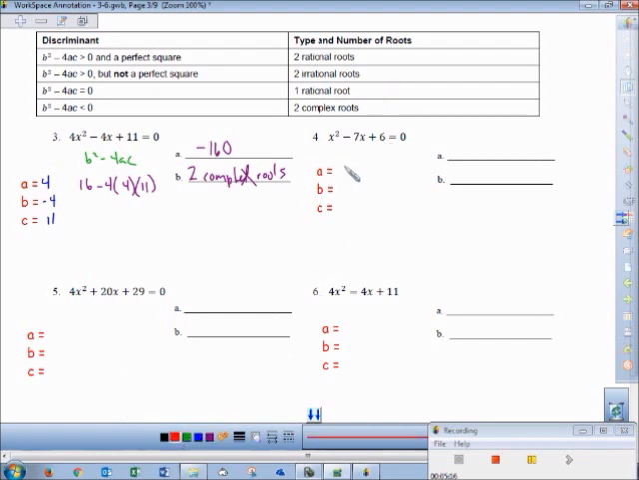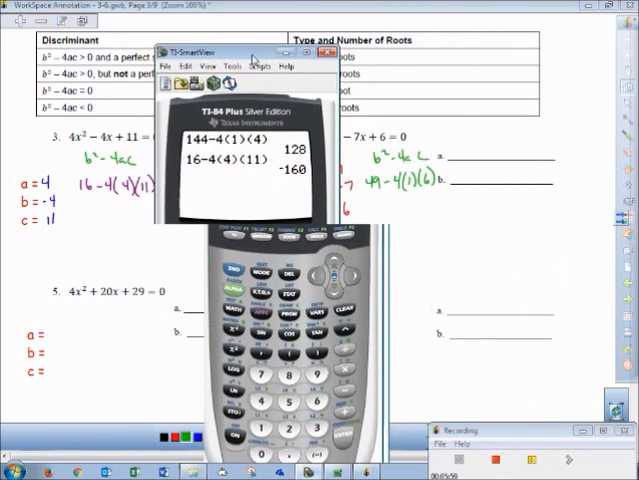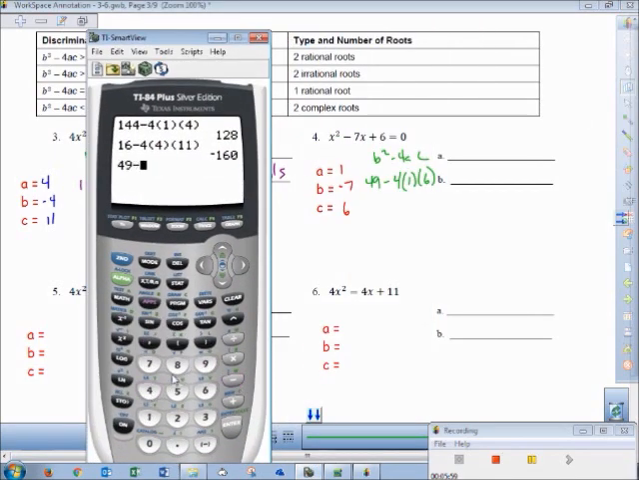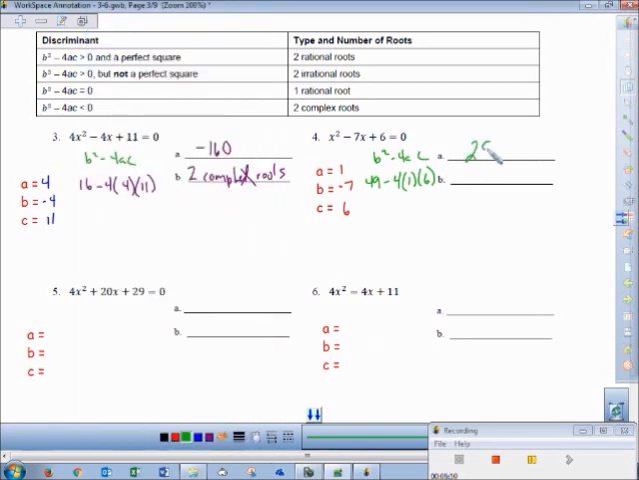Let's roll with this one. A is 1, B is negative 7, C is 6. Remember, that has to be in standard form first. B squared minus 4AC, so 49 minus 4 times A times C. And we punched all that in. 49 minus 4 times 1 times 6. Boom, 25. So since that is a positive number, since the discriminant is greater than 0, I will get two answers. And 25 is a perfect square, so I will get two rational answers.